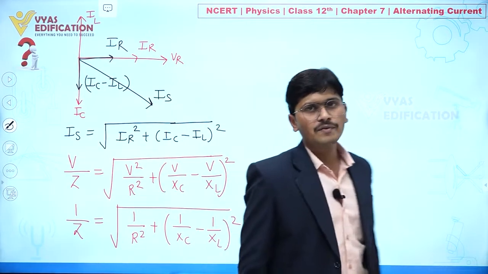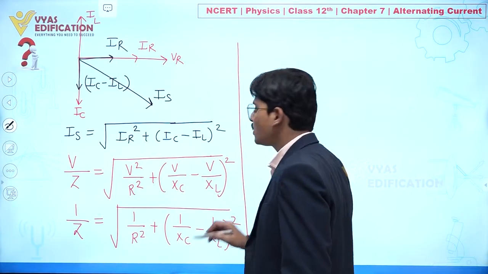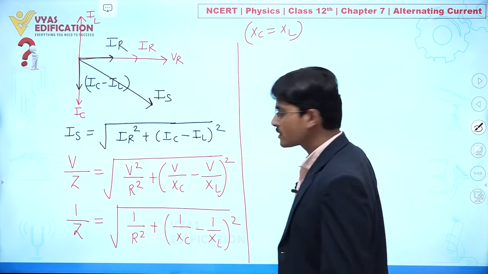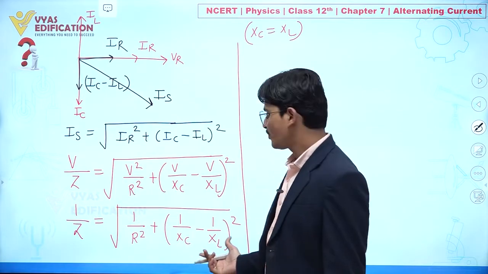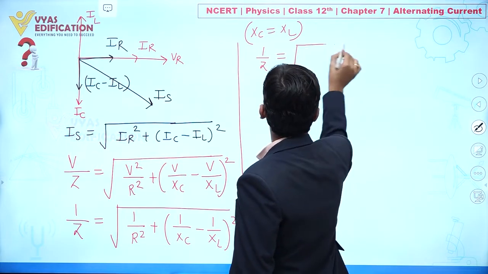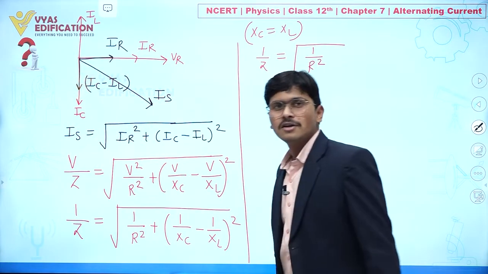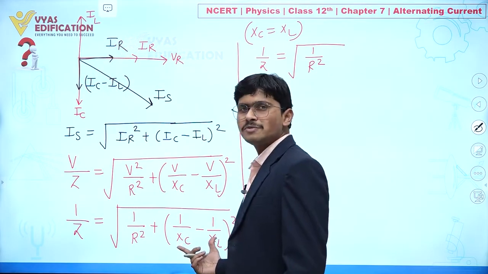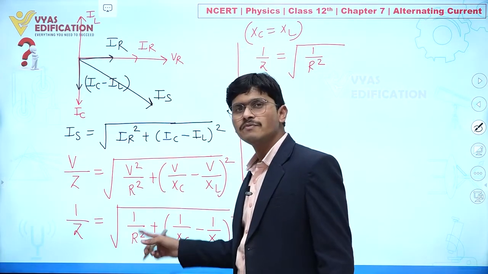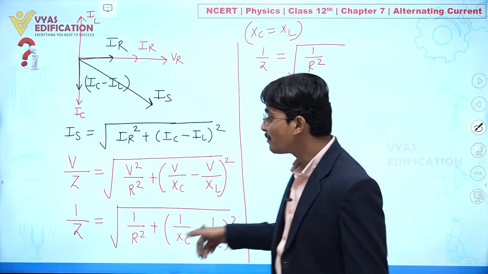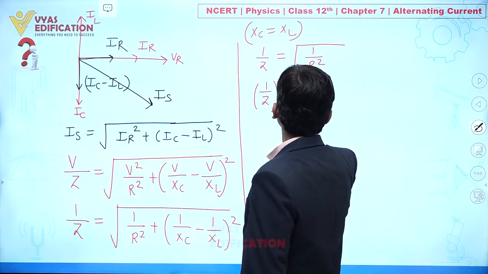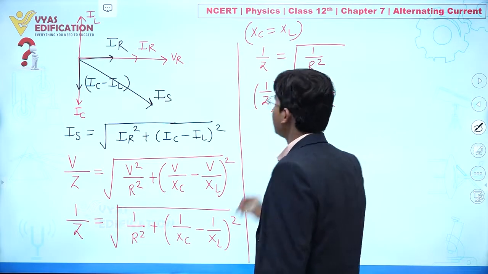Now whenever we are talking about resonant frequency, at resonant frequency XC is equal to XL, yes or no? So when XC equals XL, this term becomes 0. It means 1 by Z is equal to only 1 upon R square, clear. So at resonant condition this term is 0. If you do not have the resonant condition, definitely you have to add some term to 1 upon R square. It means you are getting the minimum value of 1 by Z, which is equal to 1 by R, clear.